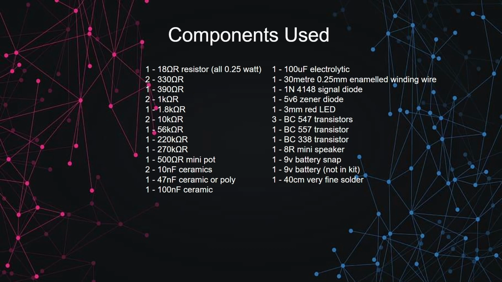Now coming on to the next part, which is the active components, or the main elements of a project, that are the transistors. So we have the BC547, BC557 and BC338, NPN and PNP respectively. We have a total of 5 transistors. Then we have an 8 ohm mini speaker, which shows our output. Then we have a 9 volt battery, and then we have soldering wire.